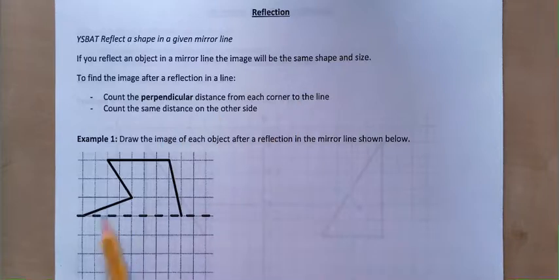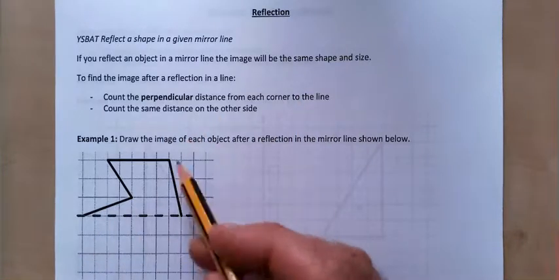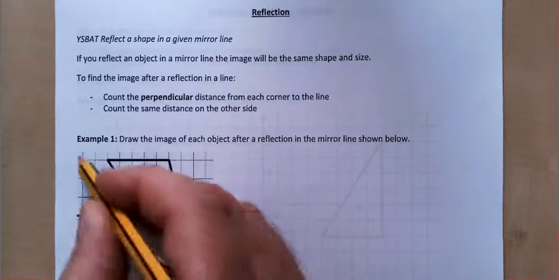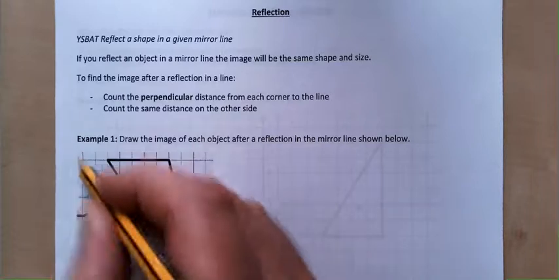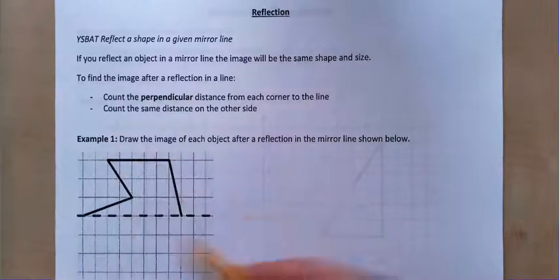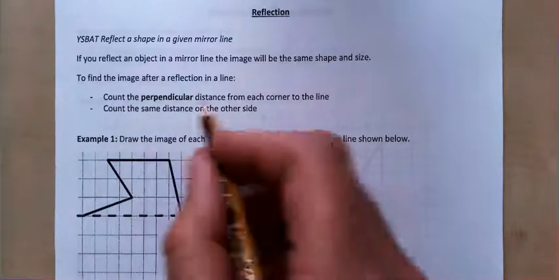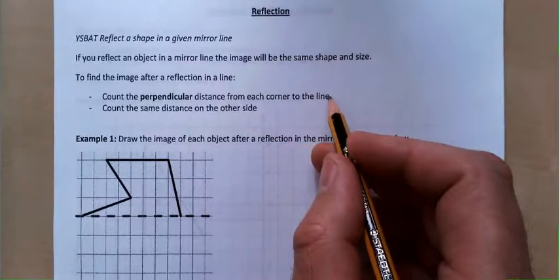Now, most of you can just see this and you can see what shape it's going to be, but that advice above is really good. Whenever you get further up the school, the reflection lines don't look like this, they're maybe like this, and it's really quite hard to see how it reflects across. So count the perpendicular distance from each corner to the line.